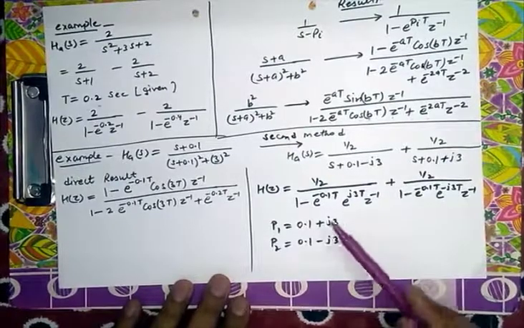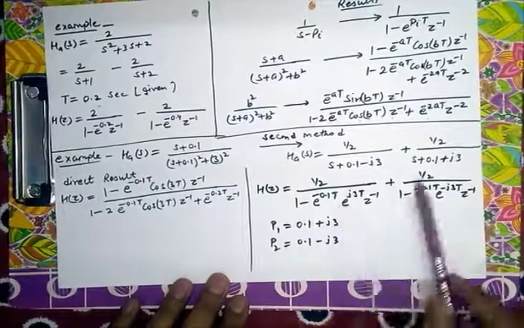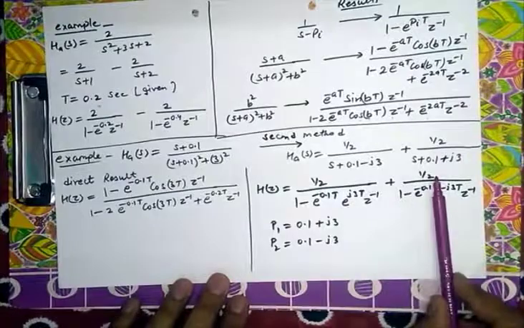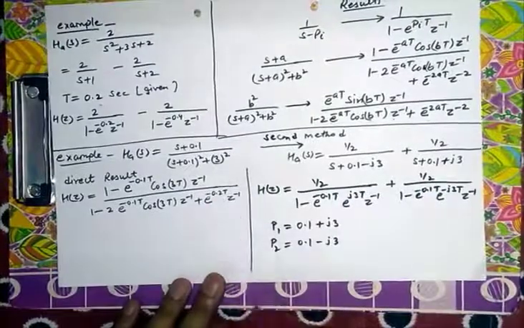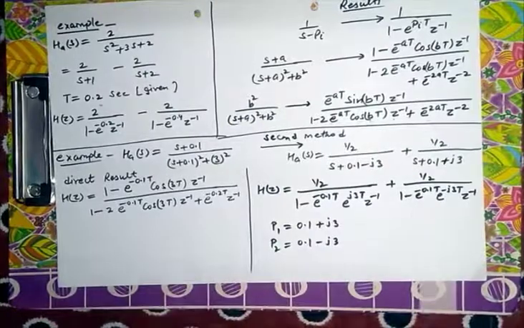Okay, if you solve further and use Euler's formula, you will get this same result. You can check it. It is also the same answer. And that is all about the impulse invariance method.